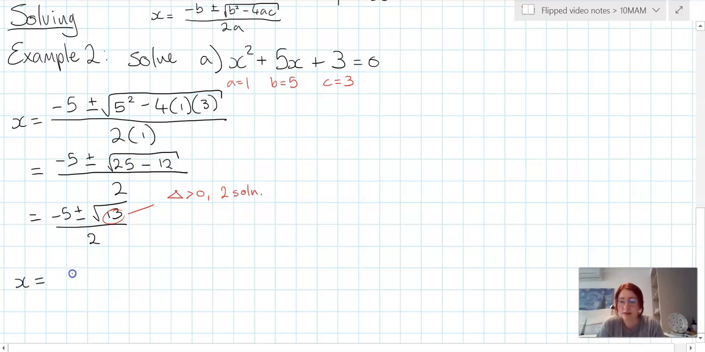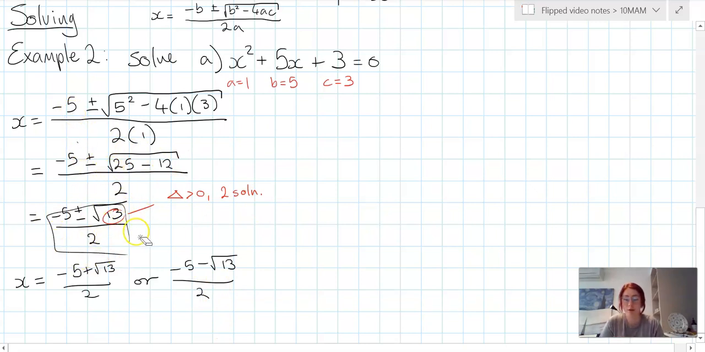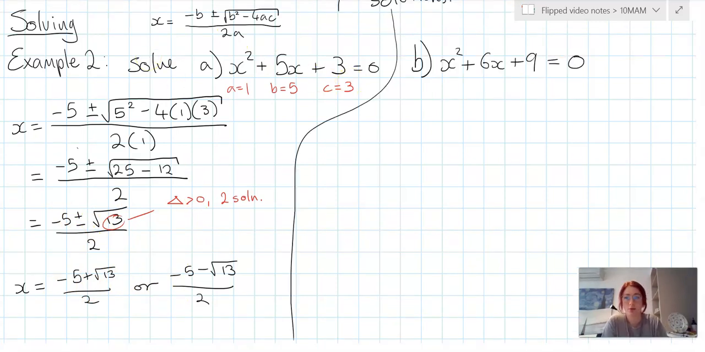So this means that x equals either negative 5 plus root 13 over 2, or negative 5 minus root 13 over 2. So we can write it in either form. Writing it in this form, totally fine, because we've got that plus minus in there showing us we've got 2 solutions, or you can write them out separately. That's also absolutely fine. All right, another example, we've got x squared plus 6x plus 9.